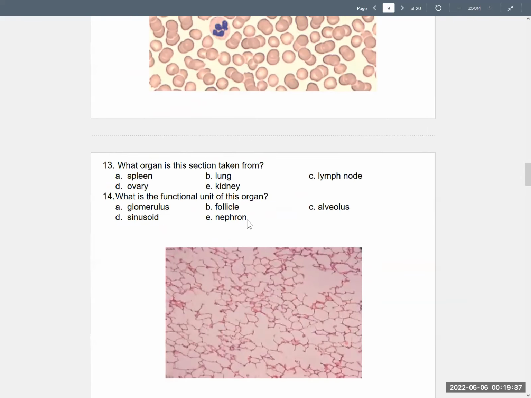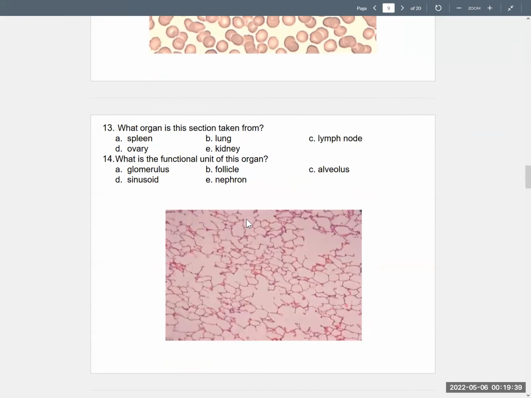Now we're back to two questions. What's the organ that this was taken from? This looks like a shattered windshield, doesn't it? Or you could think of it as a sponge. What's the organ? Lung. Okay, yes, it's the lung.